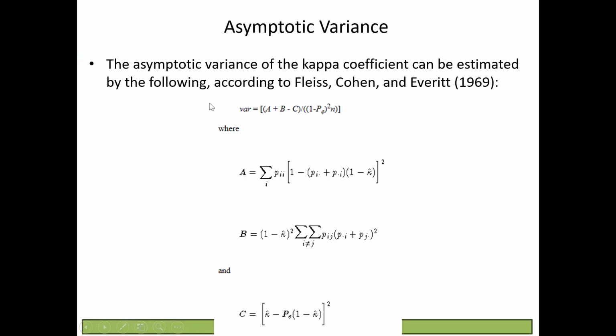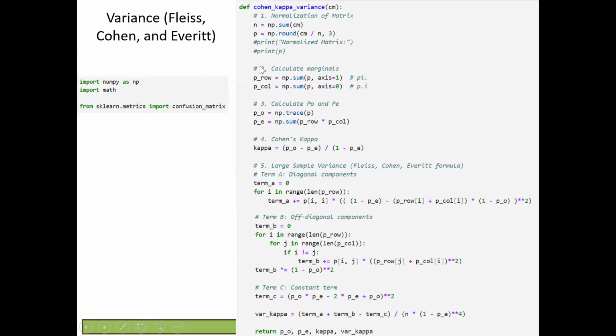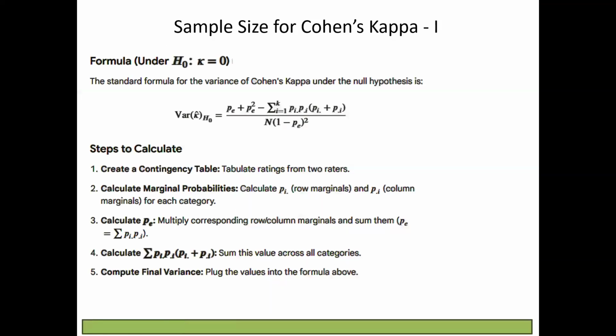Now about the variance of kappa. The most appropriate formula for variance of kappa I found is according to Fleiss, Cohen, and Everitt. Here the calculation is a little complex, but this gives the most satisfactory answer for variance of kappa. This is the Python code which I have written for calculation of variance of Cohen's kappa. The interested viewers can pause the video and note down the code.